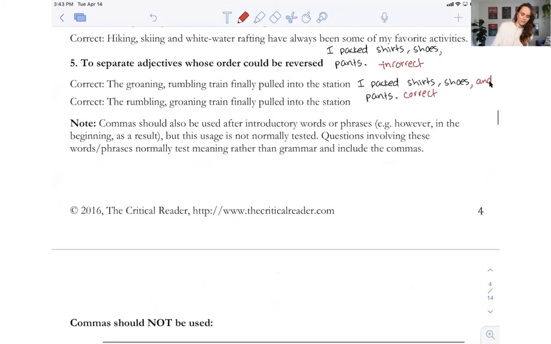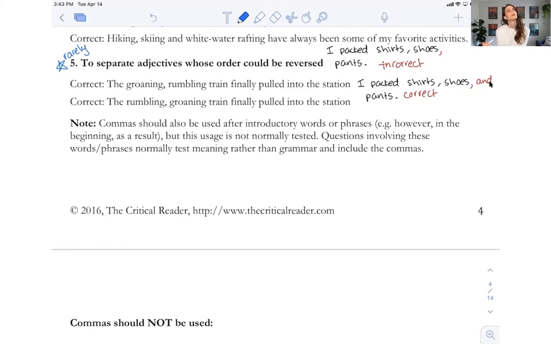This next one would be rarely tested. So it's possible that they will ask you this on an SAT or ACT, but it's not something that I would really think about too much or worry about when studying. So if you can reverse the order of two adjectives, you need to use a comma to separate them. If the order of the adjectives cannot be reversed, then you don't use a comma. So you could say "the groaning, rumbling train" or "the rumbling, groaning train." So you need a comma.